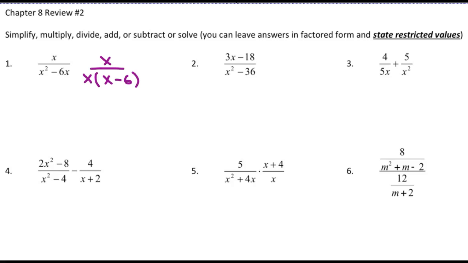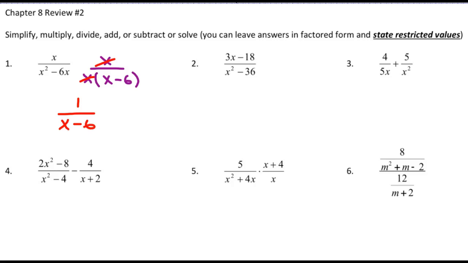Okay. Once you get this to be a factor, then it will be able to reduce. So remember, you can't just go crossing off terms. You have to actually factor it out before you can eliminate it. So now this is going to be x over x, which is just 1. So the final answer there is going to be 1 over x minus 6.